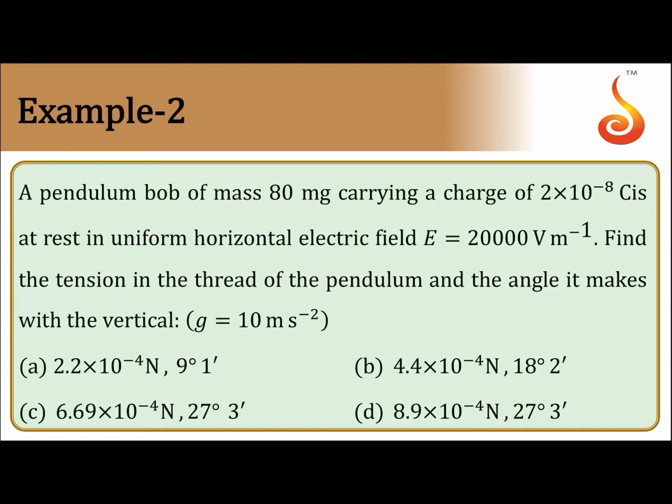A pendulum bob of mass 80 milligram carrying a charge of 2 into 10 to the power minus 8 coulomb is at rest in a uniform horizontal electric field E equal to 20,000 volt per meter. Find the tension in the thread of the pendulum and the angle it makes with the vertical. Given g is 10 meter per second square.